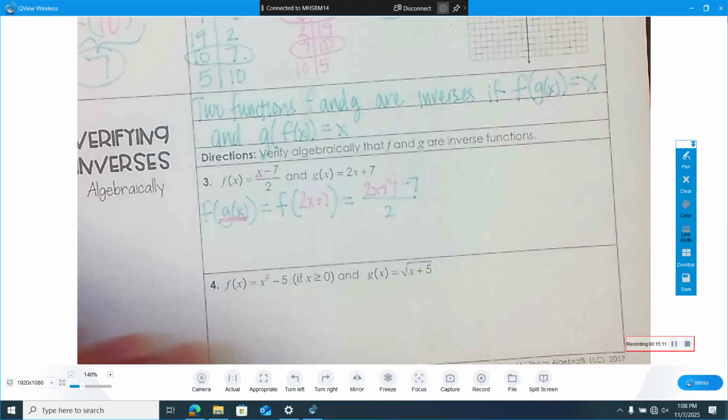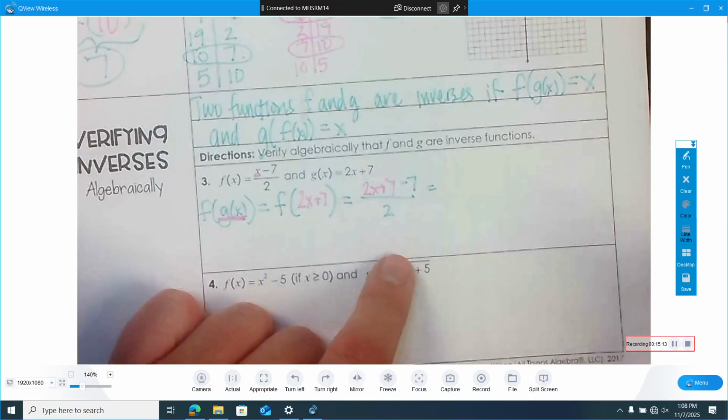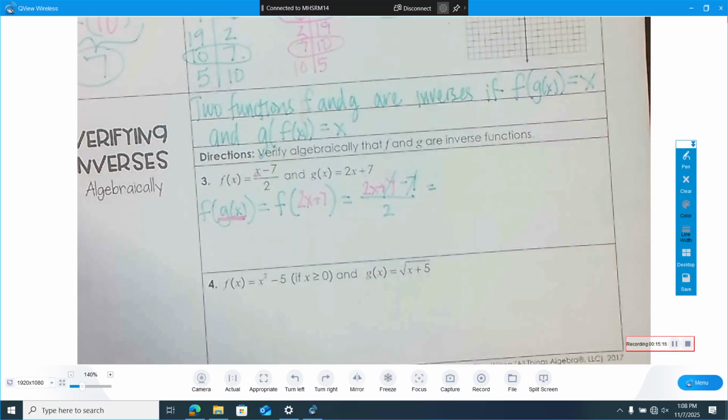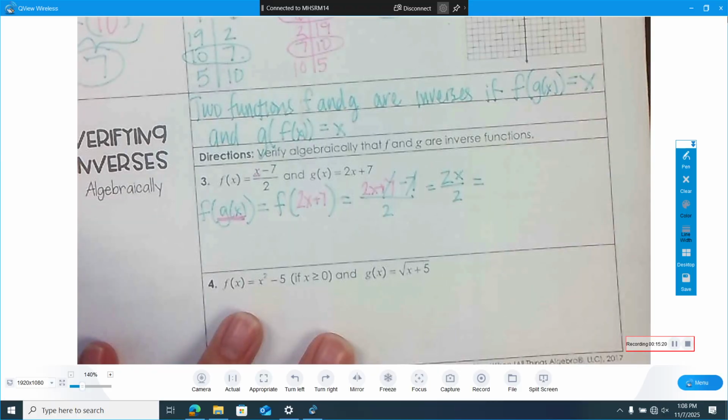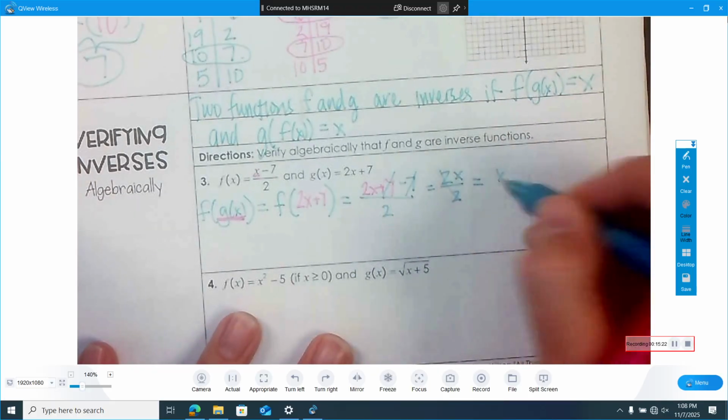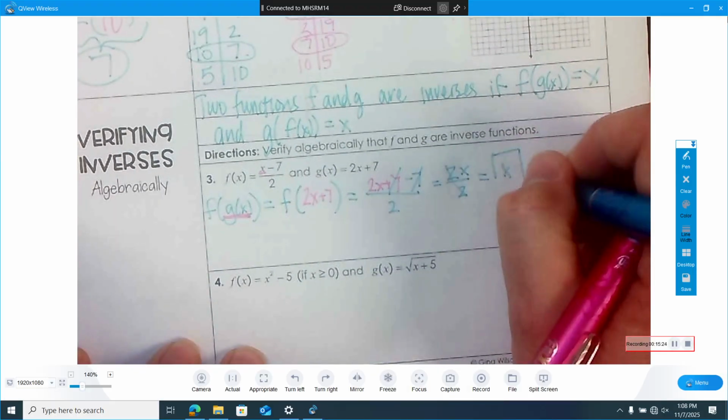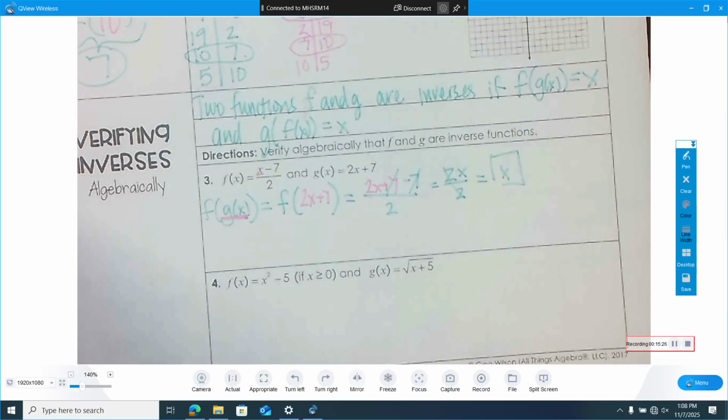So let's clean this up. What do we clean up first? Yeah, positive 7 and negative 7 cancel out. So I'm left with 2x over 2. And what is 2x over 2? It's just x, yeah. So hey, look at that. F of g of x, everything cancels out in kind of a cool way, and we're just left with x. All right, that's half of your proof. So now we got to do the other way.